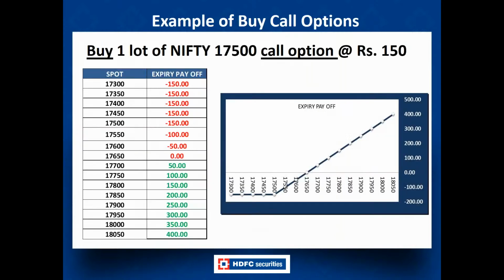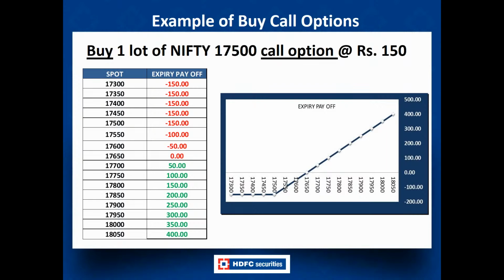Now, suppose I have a bullish view on the market. Two things I can do: I can buy a call option, and simultaneously I can sell a put option to take advantage of my bullish view. Here I have taken an example of buying a call option. I have a bullish view on the market, and I am buying the 17,500 call option at 150 rupees. Whenever you are a buyer of an option, your capital requirement is very low to buy this 17,500 call option at 150.